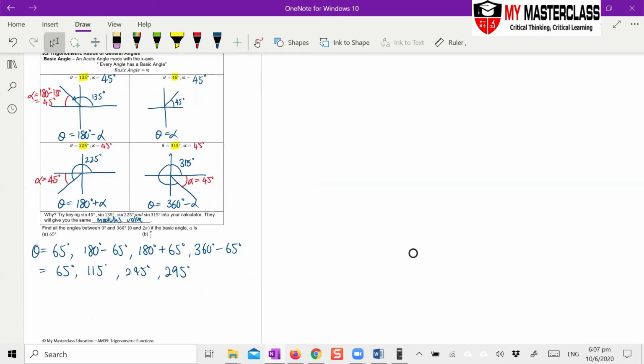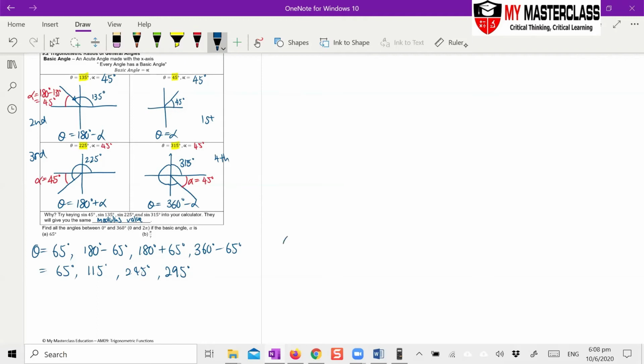There are 4 different ways to express the angle in 4 kinds of quadrant. This is called the first quadrant. This is called the second quadrant. This is called the third quadrant. And this is called the fourth quadrant. So this is in degrees.